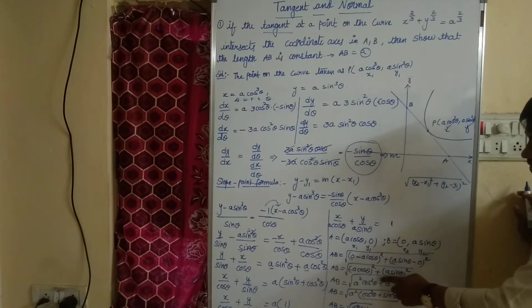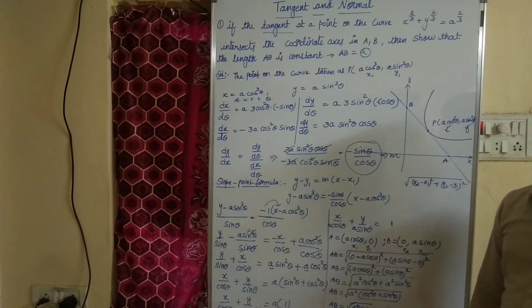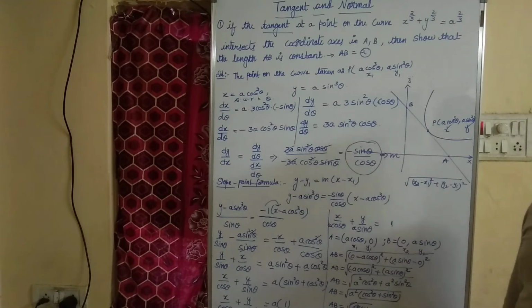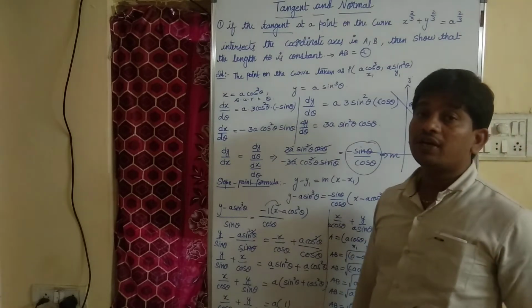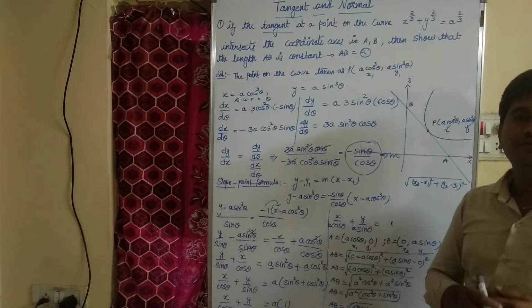A square cos square theta plus a square sin square theta. We took a square common. We got cos square theta plus sin square theta. As the value of cos square theta plus sin square theta is 1, so a square into 1, the square root gets cancelled. So AB equal to what? AB equal to a. I mean a is nothing but a constant. So the length of AB is constant.